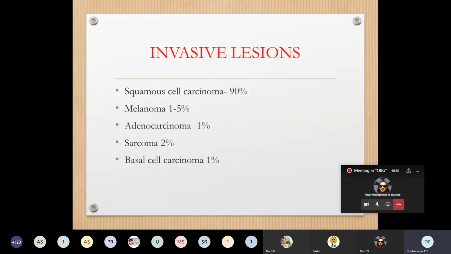So now we have finished pre-invasive lesions. Now we will come to invasive lesions. Among invasive lesions, we all know it is squamous cell carcinoma which accounts for the majority. Around 90% of vulval carcinomas are squamous cell carcinoma. The rest will be shared by melanoma, adenocarcinoma, sarcoma, and basal cell carcinoma or rodent ulcer. So the majority of cancers we encounter in the vulva will be squamous cell carcinoma.